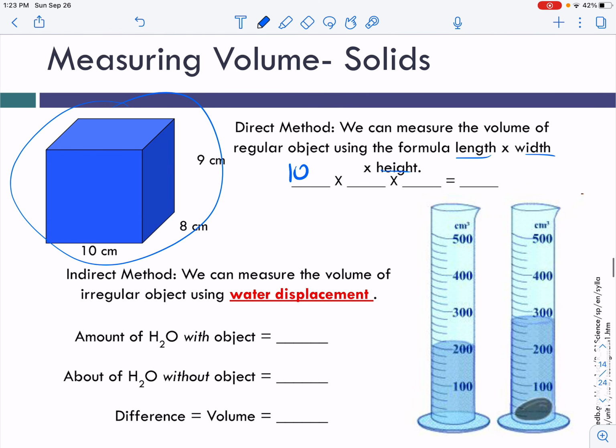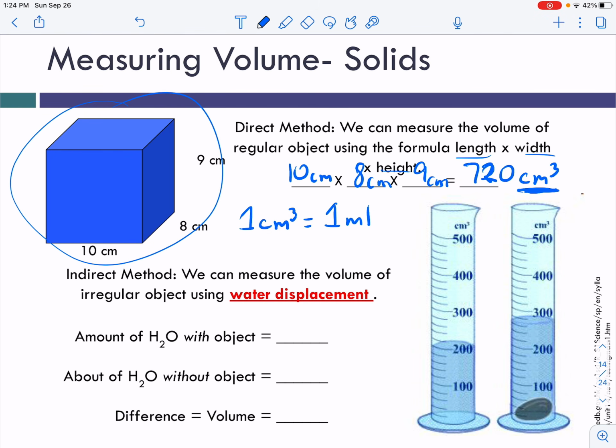It'd be 10 centimeters times 8 centimeters times 9 centimeters. If I multiply that out, 10 times 8 is 80. 80 times 9 is 720 centimeters cubed. It just so happens that centimeters cubed and milliliters are exactly the same. So 1 centimeter cubed is equal to 1 milliliter. So we can use those interchangeably. So I could say 720 milliliters if I wanted to, but since we measured the length times the width times the height, we measure in cubic centimeters.